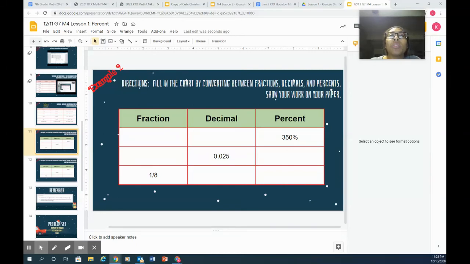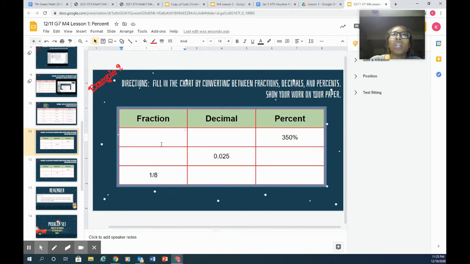Okay, so in example two, the directions say fill in the chart by converting between fractions, decimals, and percents. We want to show our work on paper. For this situation, let's start with the percent. We have 350%. We can write that as a fraction by putting 350 over 100 because we know that percent means an amount out of 100. So we've got 350 over 100.